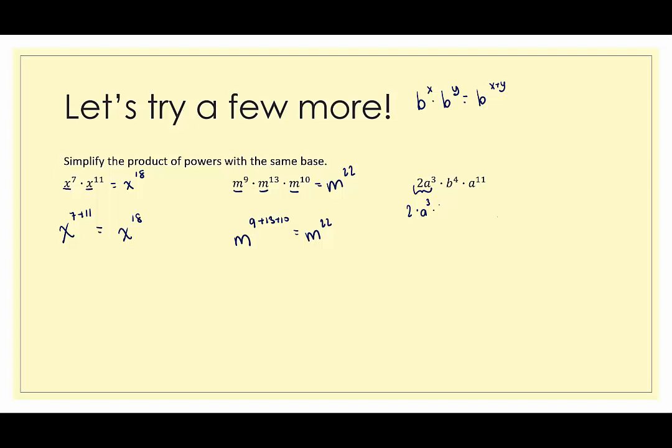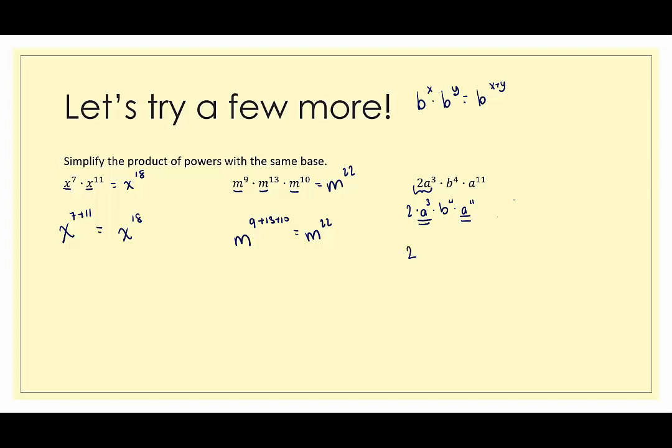So once we look at it that way, now, do we have any same bases? Because remember, this is same base multiplication, not different base multiplication. We do have 2 same bases, right? We have a base a here and a base a here. Otherwise, the other things are just going to get rewritten. So the 2 we're just going to bring down as our coefficient.